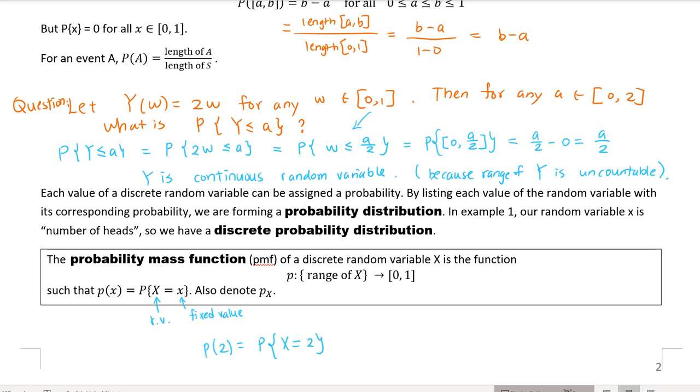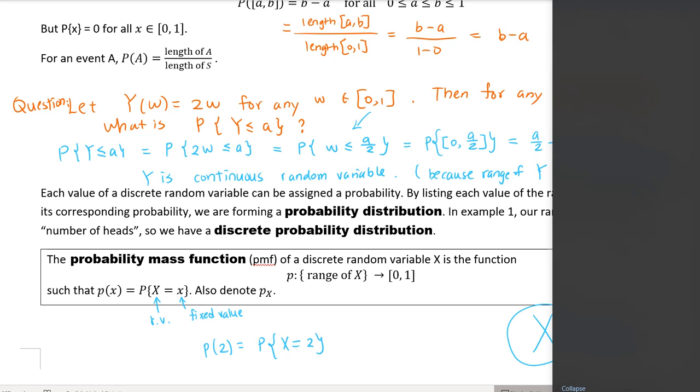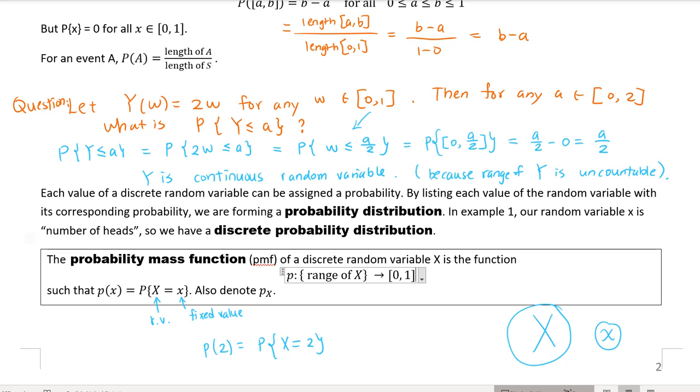And we can also denote the probability mass function of this random variable X to be p sub X. So capital X is the random variable, small x is a value of the range. So when you write your answer in your homework or exams, please make sure I can tell which one is the big X and which one is the small x. Alright, so let's continue.